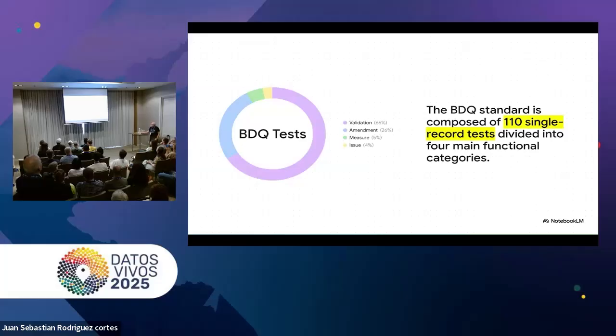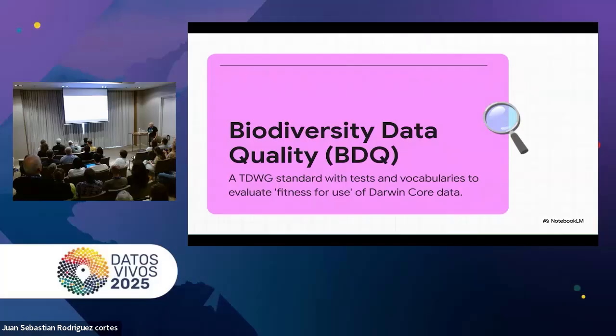And you can see they're broken down into 4 main jobs. The vast majority are validation tests, checking if something complies with a rule. But there are also amendment tests that can suggest a fix, measures for things like statistical summaries, and issue tests that flag a problem for a human to look at. When you boil it all down, BDQ is both a shared vocabulary and a toolkit. It gives all of us a standardized, consistent, and transparent way to talk about, evaluate, and even improve the fitness for use of our Darwin Core data.